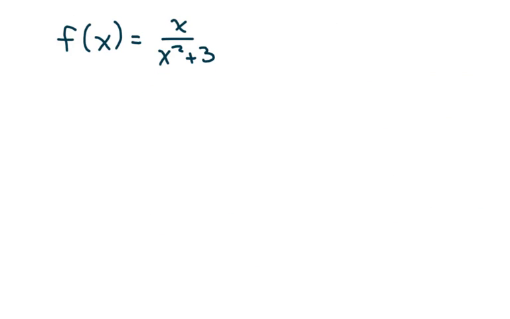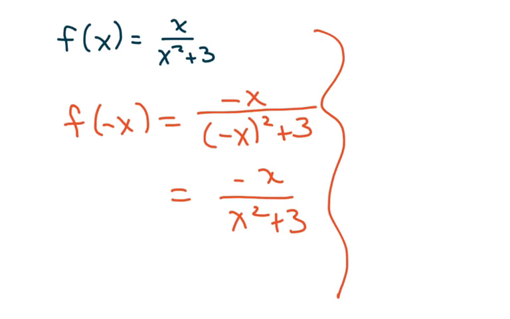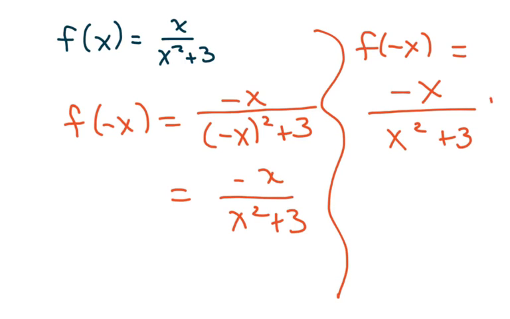Okay, and two more. I'm going to go ahead and just do the test. We get negative x over negative x squared plus 3, which yields negative x over x squared plus 3. Obviously, it's not even. If it's odd, then we negate the numerator and not the denominator when you test for negative x. And that's what we have. So this is an odd function.